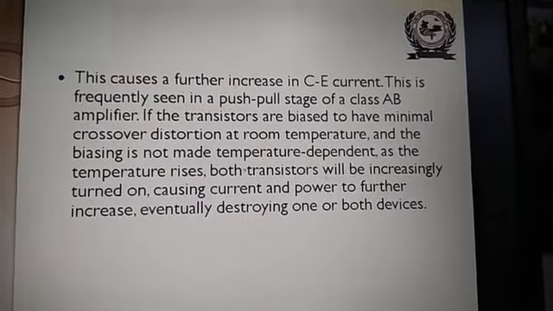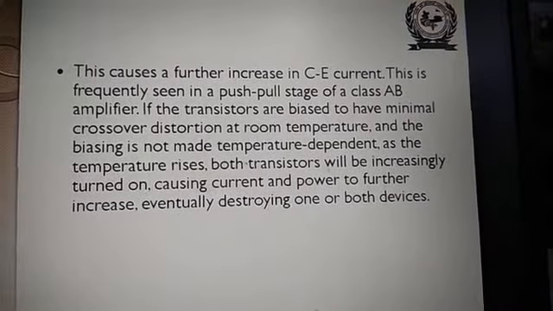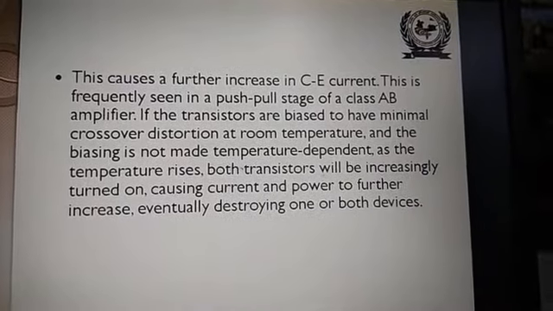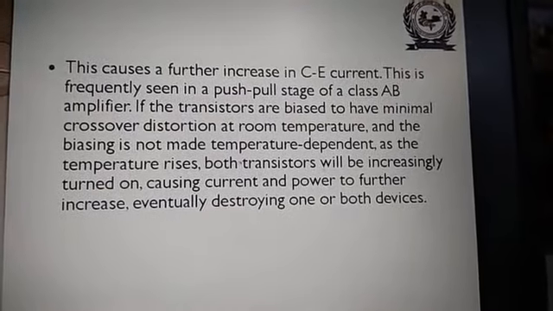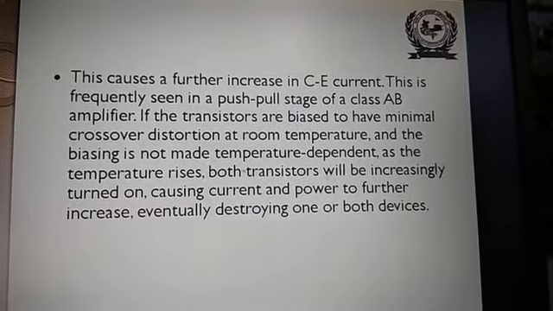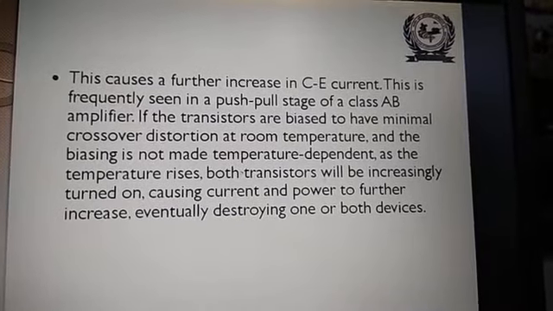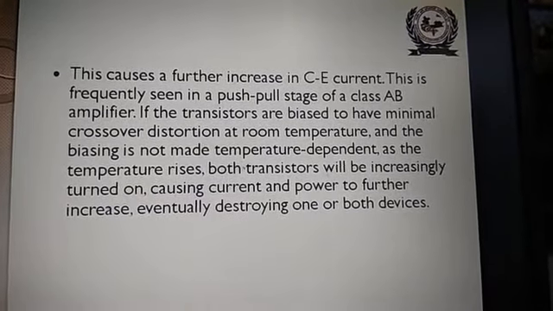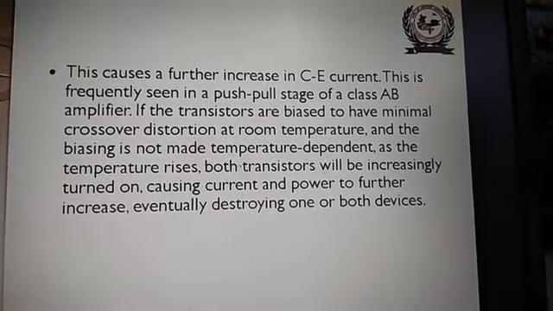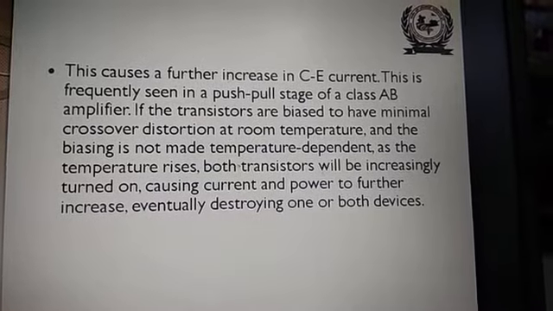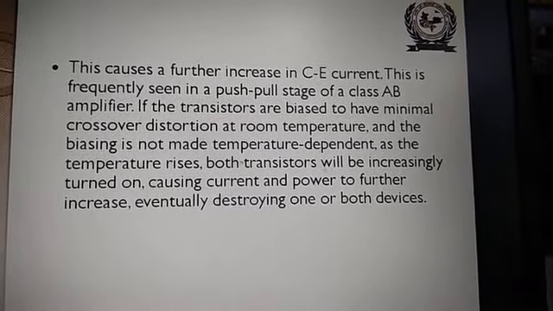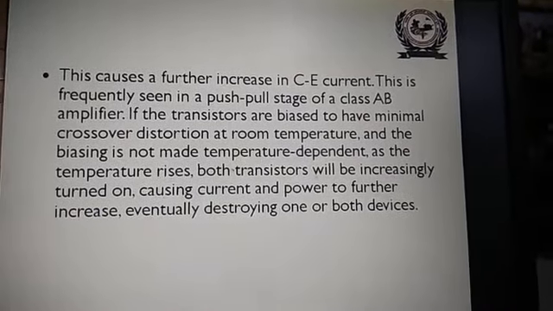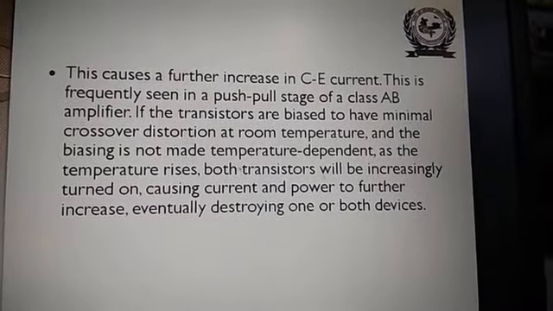collector to emitter current. This is frequently seen in a push-pull stage of the class AB amplifier, which you have not studied, but as an example, if the transistors are biased to have minimal crossover distortion at room temperature and the biasing is not made temperature dependent, as the temperature rises both transistors will increasingly turn on, causing current and power to further increase, eventually destroying one or both devices.